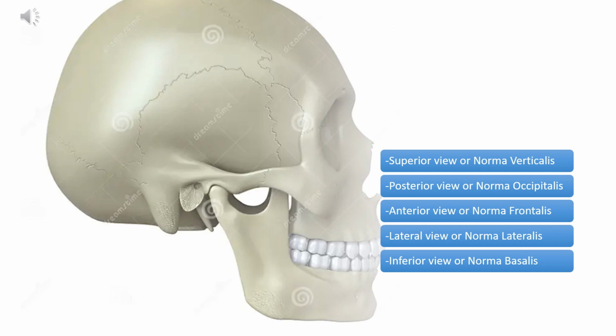The first way is superior view. We can study skull from the superior view. That's also called norma verticalis. And then second is posterior view, that's also called norma occipitalis. And third is anterior view, that's also called norma frontalis. And next one is lateral view or norma lateralis, and inferior view or norma basalis.